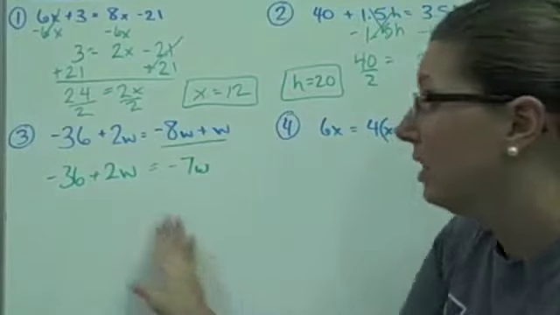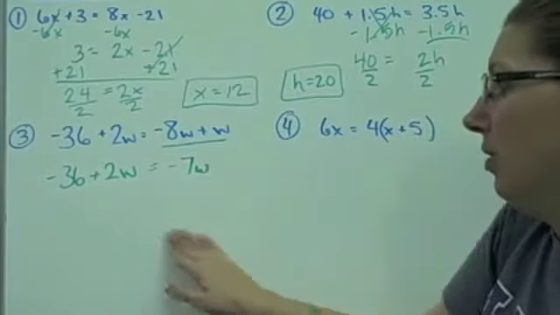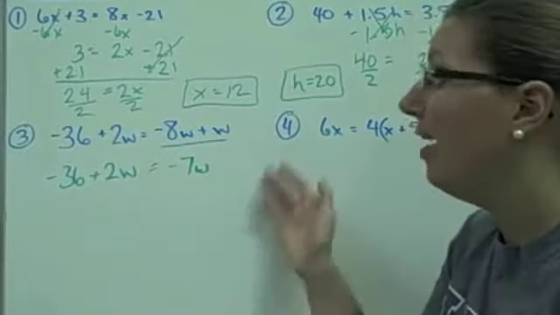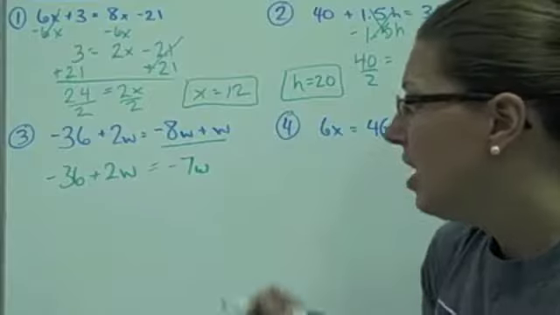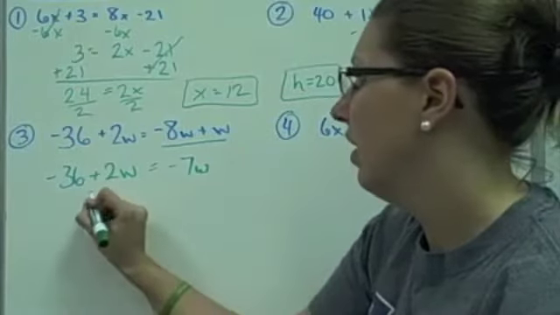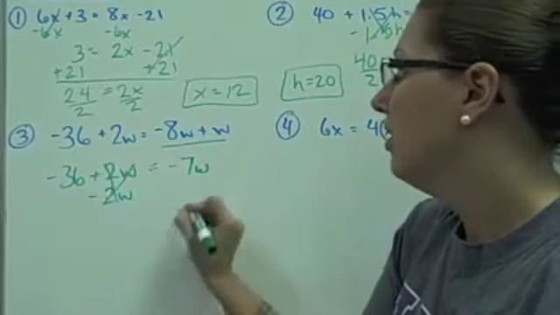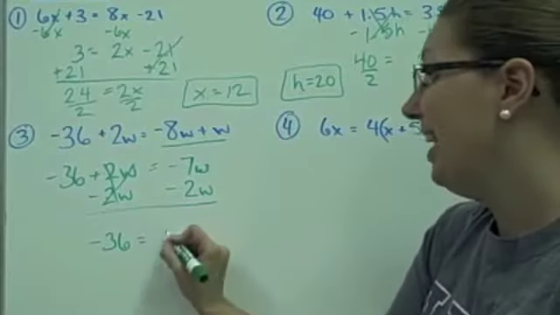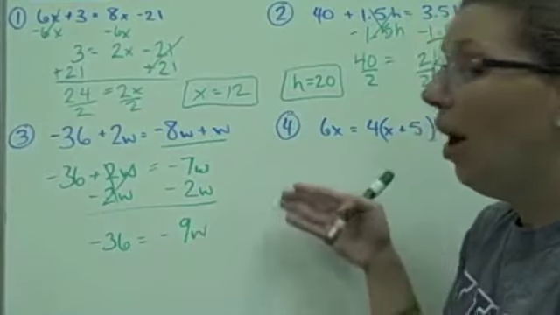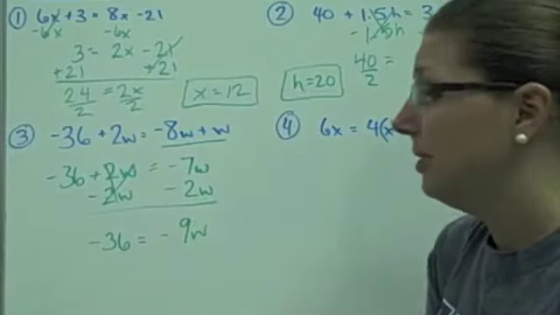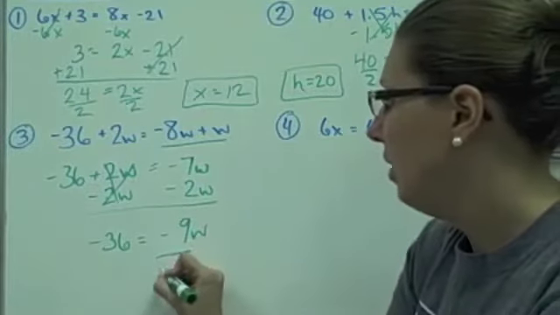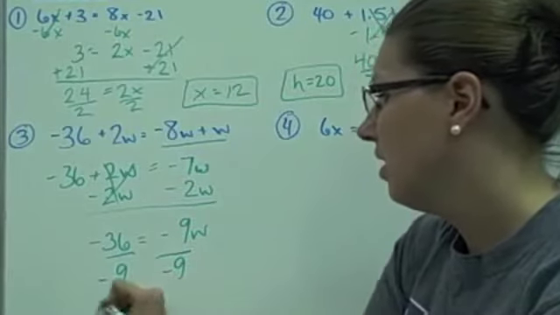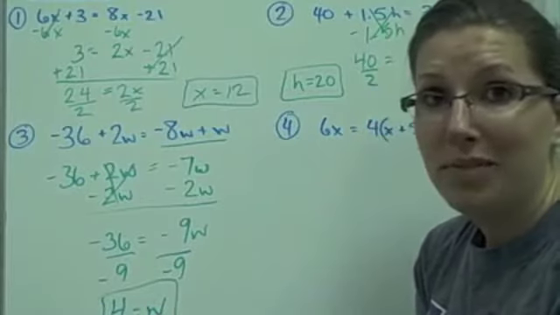Now, my only choice in this problem is to undo the positive 2w and move it over here. Because if I move the negative 7w's over there, then I wouldn't have anything left over on the right side of my equation. So I need to have something on both sides. So in this case, my only option is to move the 2w by subtracting it. I'm left with negative 36 on the left side and negative 9w on the right, because negative 7w take away 2w is negative 9w's. Divide by negative 9. Negative divided by a negative is a positive. So w equals 4 in this case.